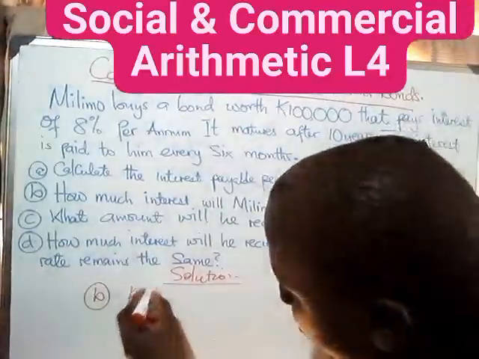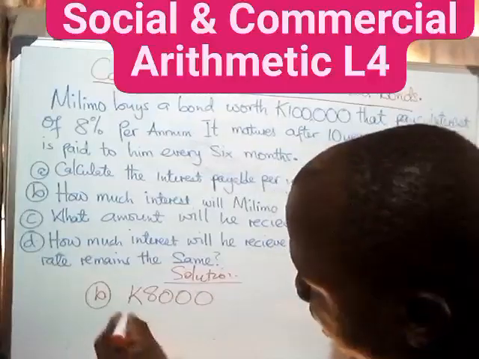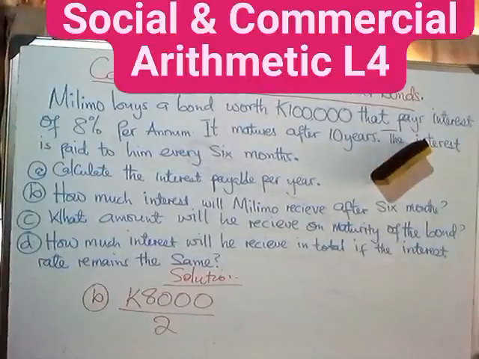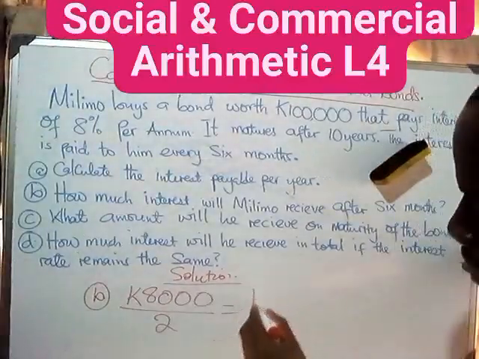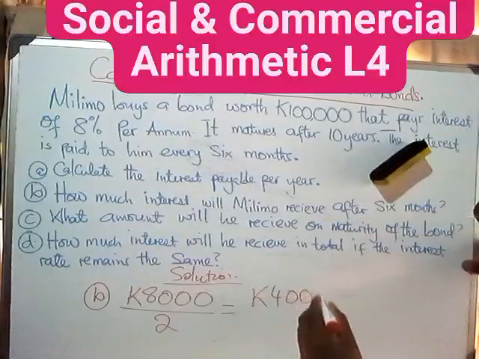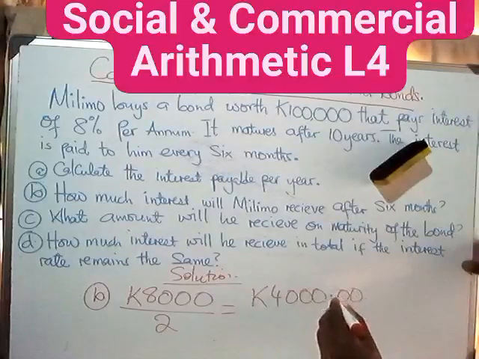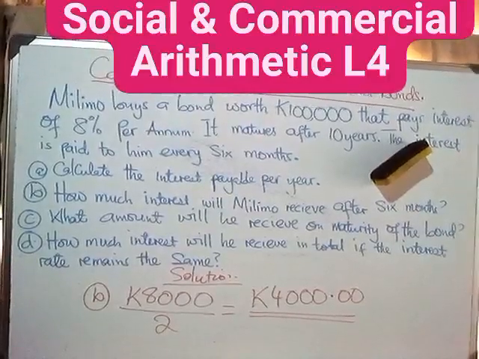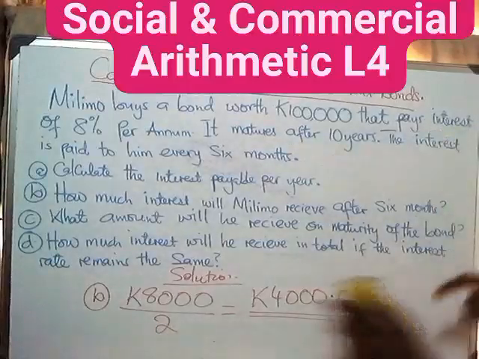So we are going to say 8,000 divided by 2, as I'm going to show you on the board. 8,000 divided by 2, and our answer is 4,000. So this person is going to be paid 4,000 kwacha as interest in 6 months. Now we go to question number C.